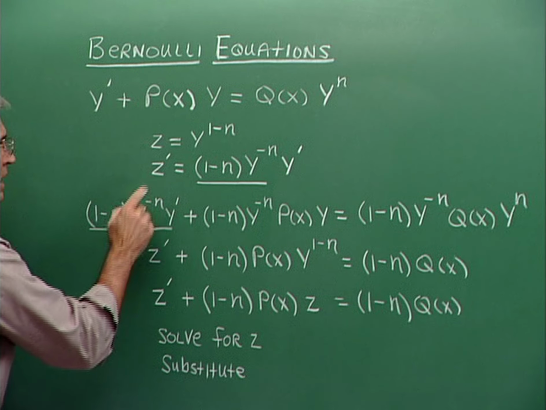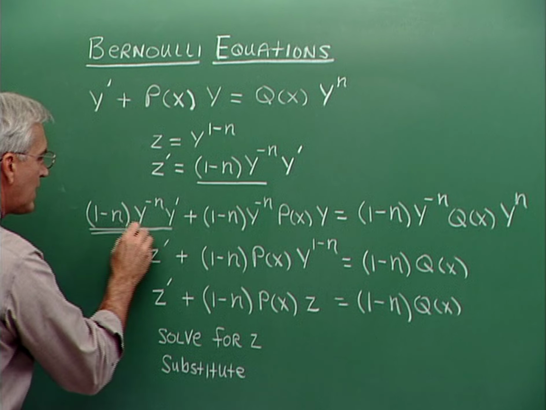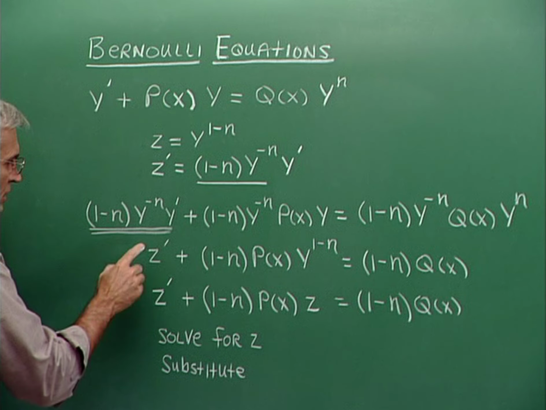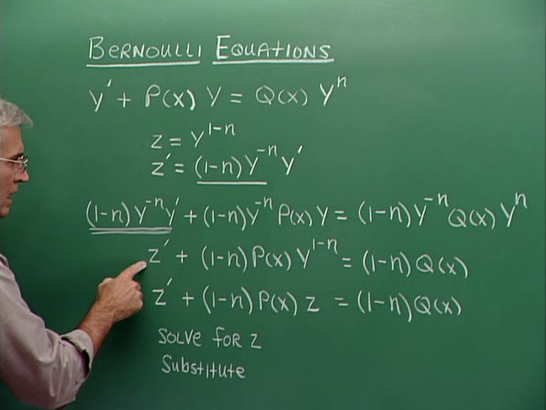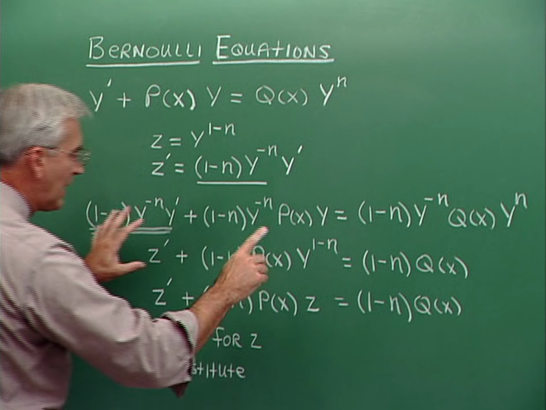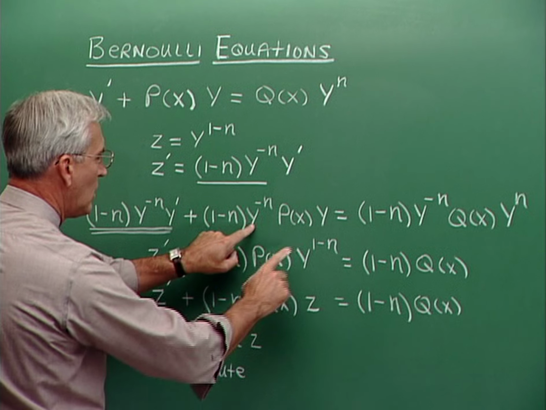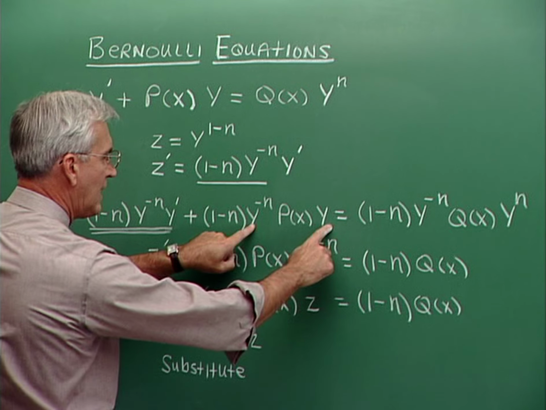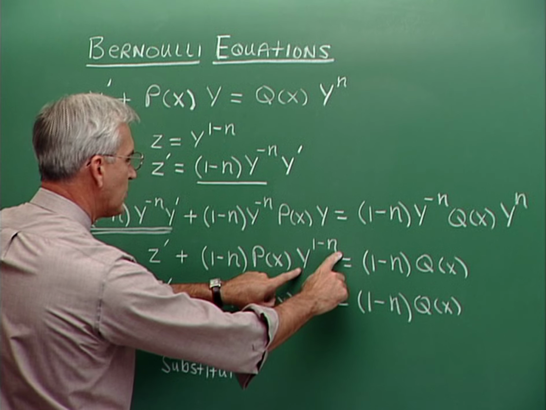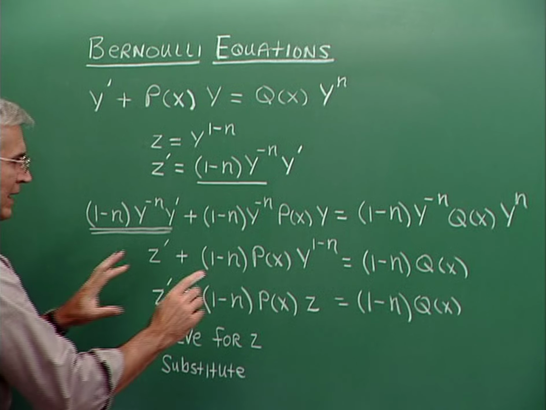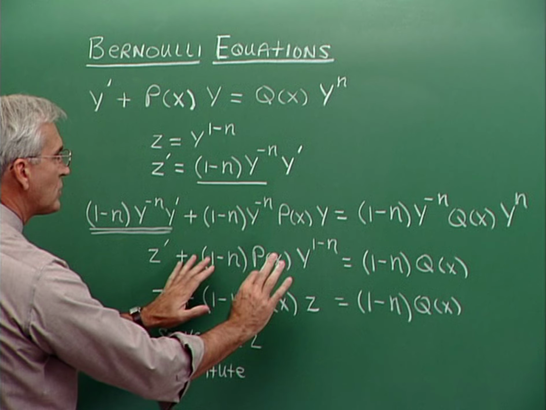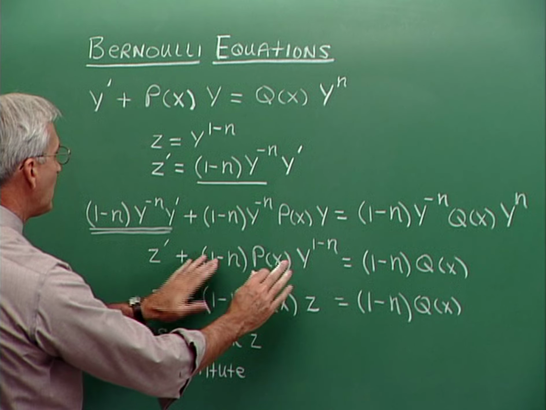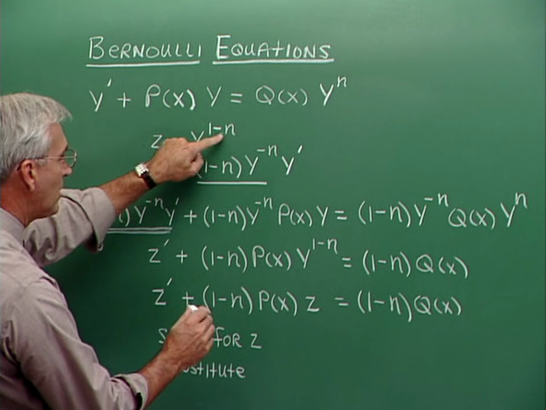Now, z prime is the derivative of z with respect to x. So the z prime is here, and then we clean up the rest of it. This y to the negative n times y is y to the 1 minus n. But oh, happy day, we have a nice substitution here as well, because after all, notice that z is y to the 1 minus n.